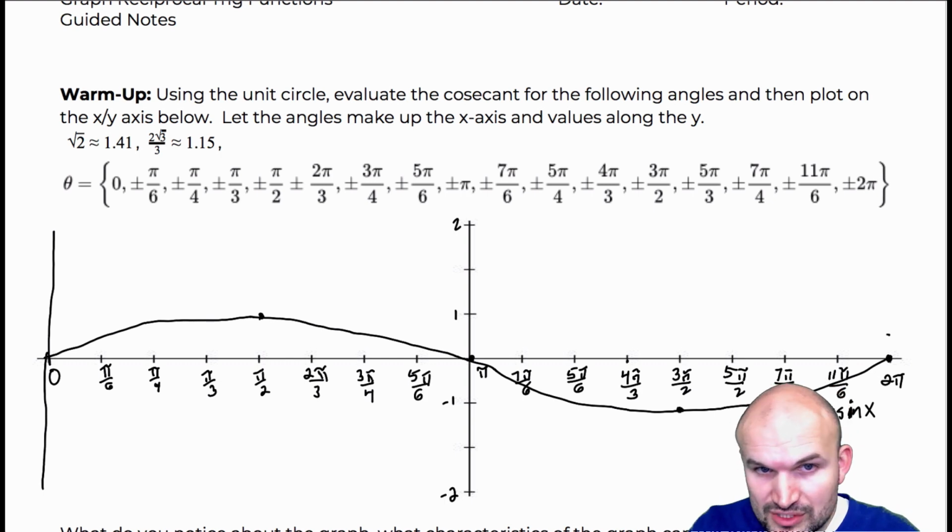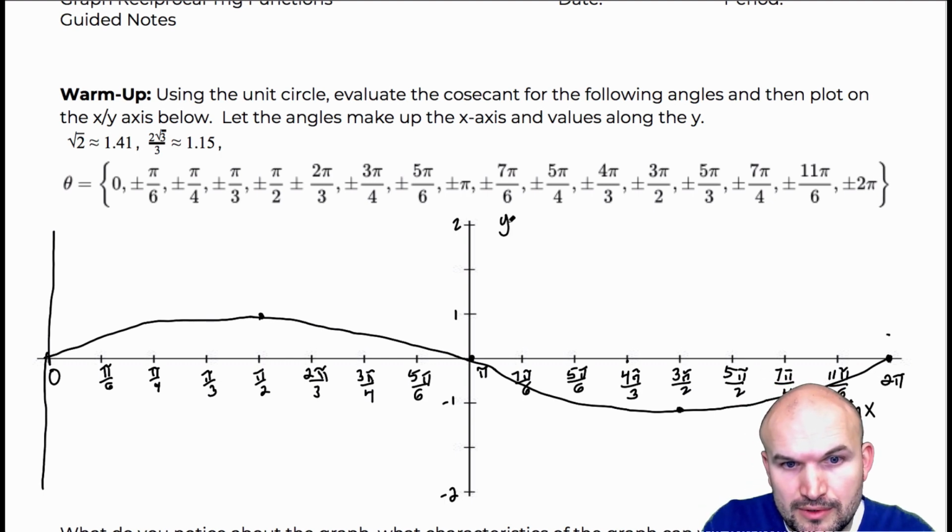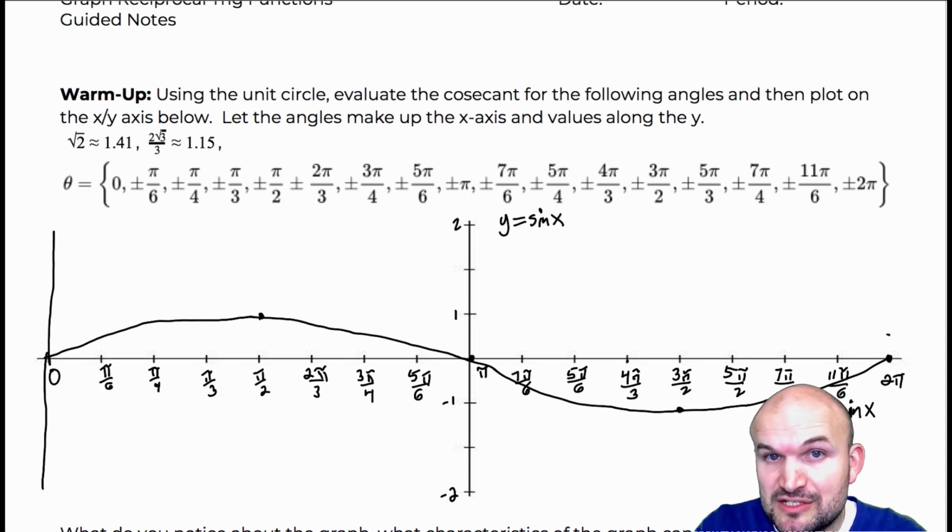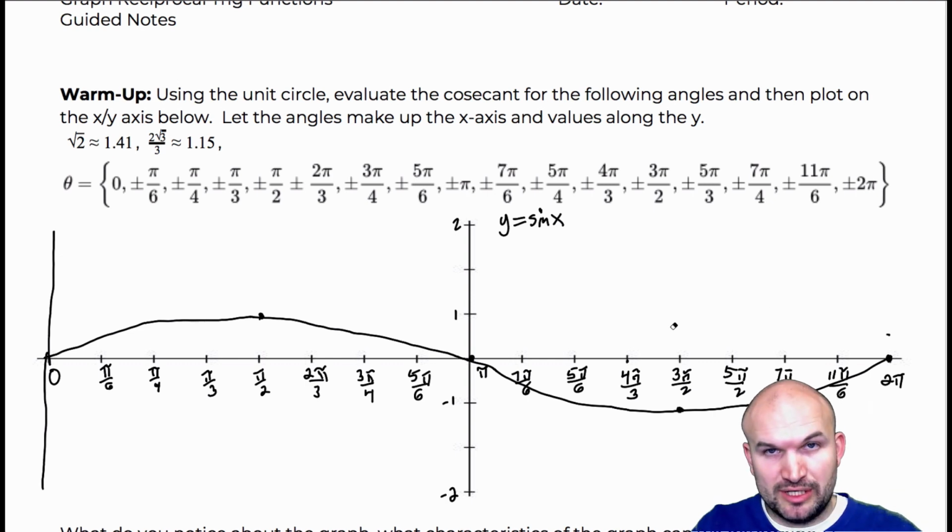Okay, so that's the y equals sine of x function. Actually, I'll just write up here: y equals sine of x. So that's the sine of x function, and we are tasked to graph the cosecant. Now, looking at their relationship, we know that they are reciprocals.